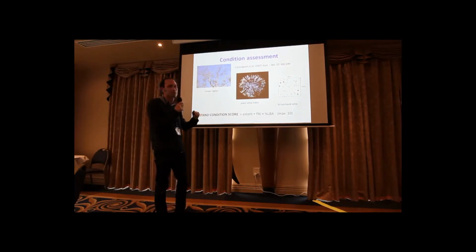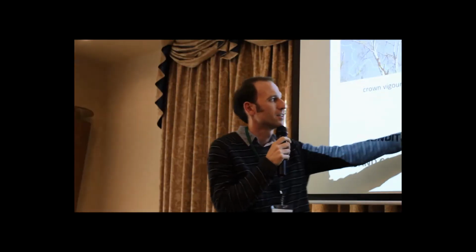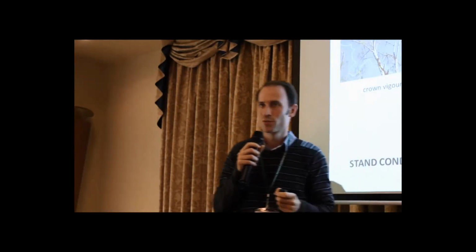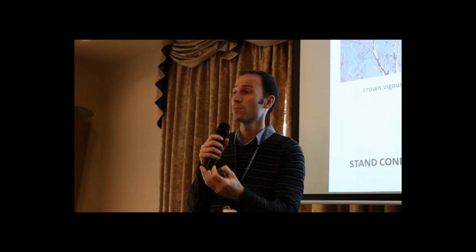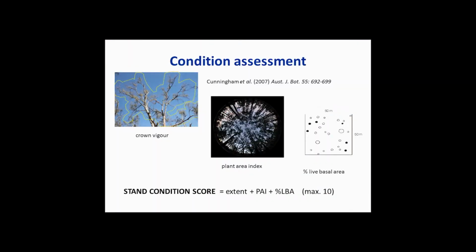Then we measure a plant area index, which is based on these hemispherical photos, and that's essentially a measure of the canopy in that stand. The final one is live basal area, the amount of trees that are actually alive, and a measure of mortality. We package these all up into a stand condition score which has a maximum of 10.